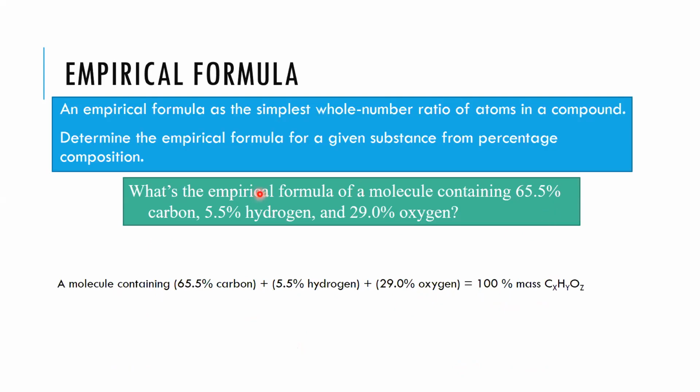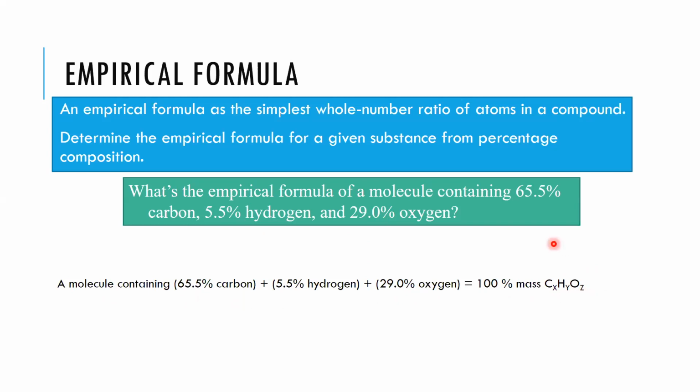So if it is given like this, what is the empirical formula of a molecule containing 65.5% carbon, 5.5% hydrogen, and 29.0% oxygen? By using this, we are going to find the empirical formula. You know this, okay? So if I add 65.5% plus 5.5% plus 29%, it's supposed to give 100% mass of CxHyOz. I just wanted to give you an idea. So x, y, z are unknown numbers, and we are looking for those numbers. If I can find them, I can write down the empirical formula.